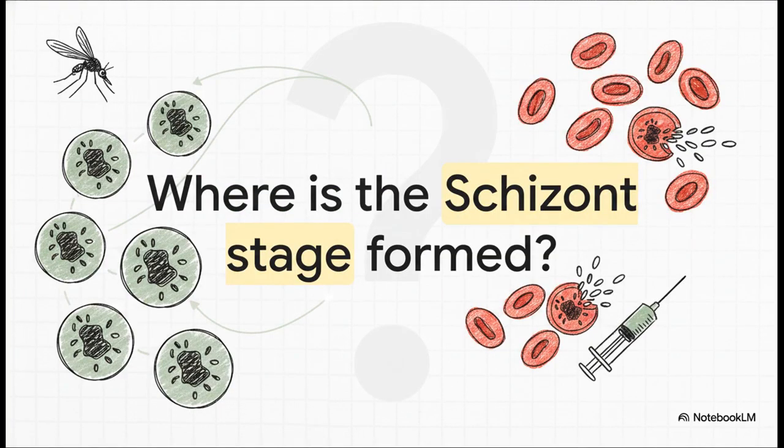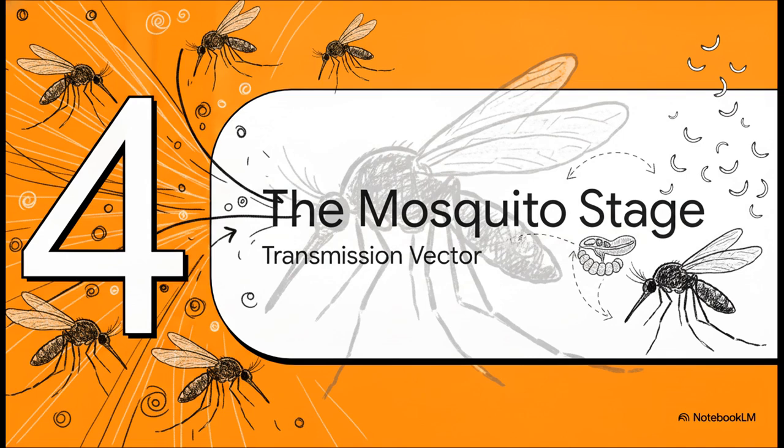Let's do another quick checkpoint. This schizont stage of Plasmodium is formed in A, B, C, or D. Give yourself a pat on the back if you selected C. Remember, schizogony, that whole process of multiple asexual fission, happens in both the human liver cells and the red blood cells. Moving on to Section 4, transmission, the mosquito stage.